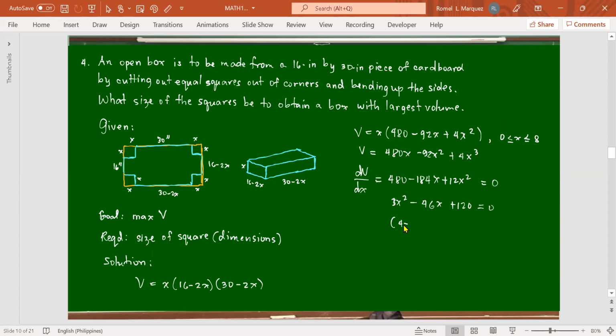Into 4, (x minus 12) and (3x minus 10). Equate each factor to 0. So x is 10 over 3 on the other side, in inches. The other root, 12, is rejected because it exceeds the domain of our problem; we are only in 0 to 8. Only 10/3 is accepted. We are not guaranteed that it gives the maximum, but obviously it does, because at the ends the volume is 0, at 0 and at 8. So the maximum is here. So the answer is 10 by 3 inches.